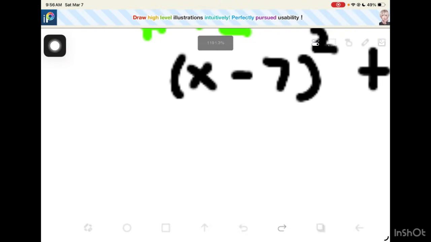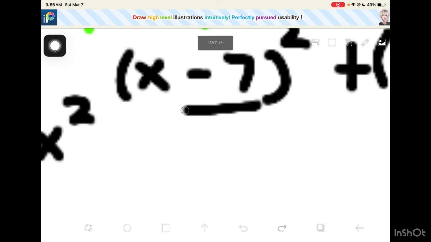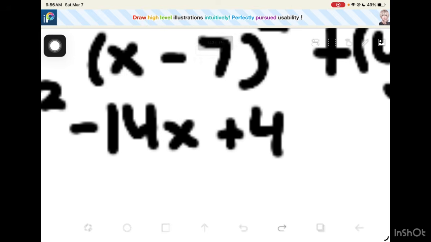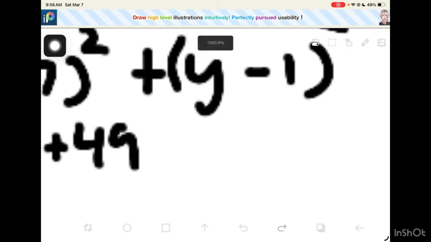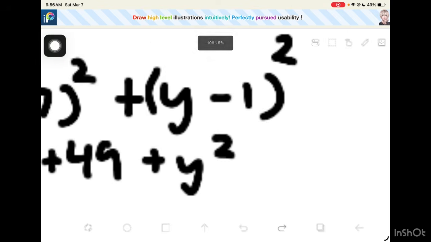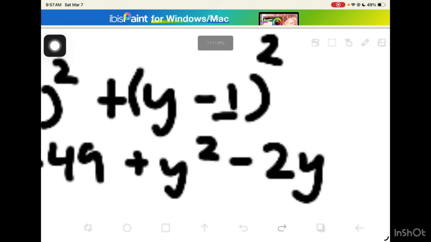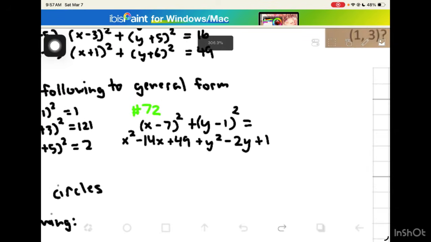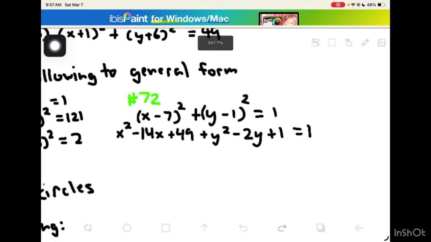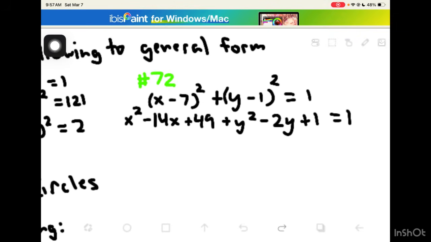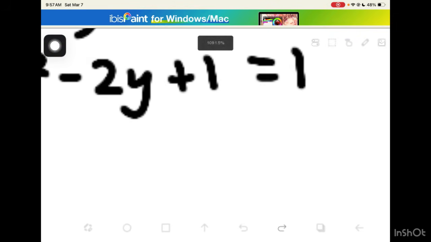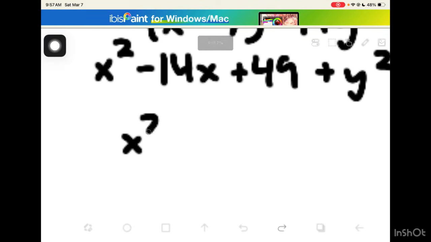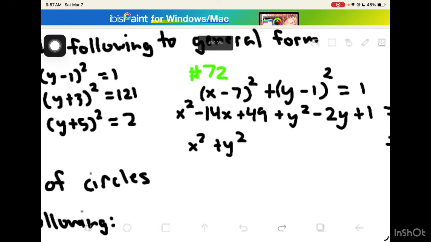So this is just equal to x squared. Then you multiply this by 2 to get the 14x. Then 49. That's just the binomial expansion theorem. Then y squared minus 2y, because double this and then add a y. And then plus 1 is equal to 1. Okay? We can transpose the negative one, so we can cancel this one out. So it just becomes x squared plus y squared.